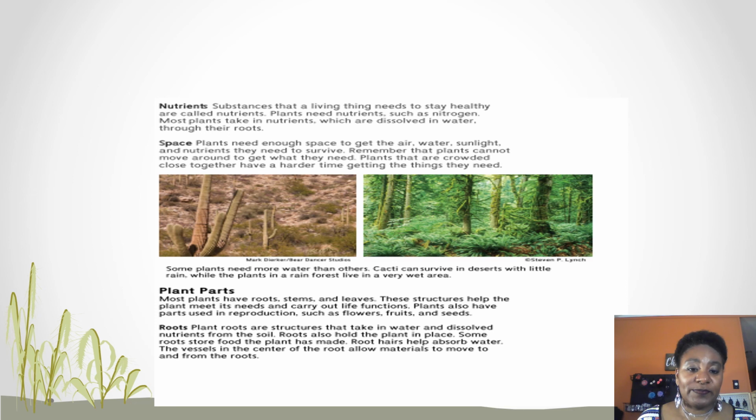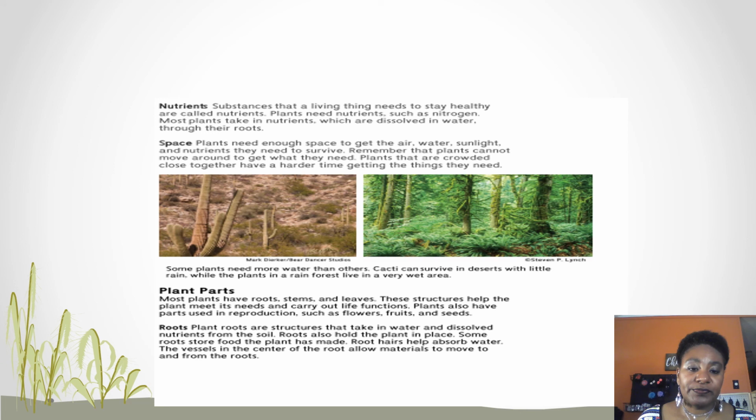Plant parts. Most plants have roots, stems, and leaves. These structures help the plant meet its needs and carry out life functions. Plants also have parts used in reproduction, such as flowers, fruits, and seeds.